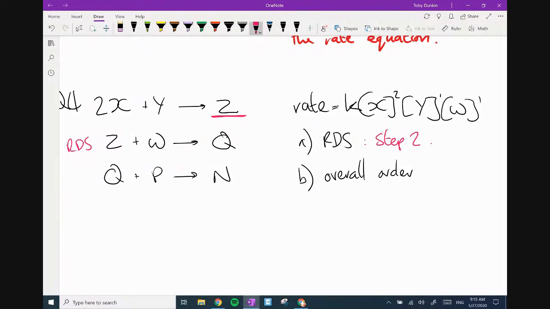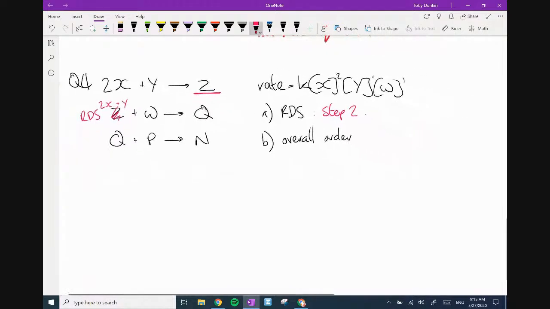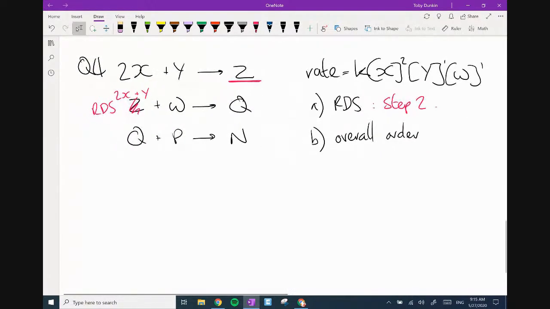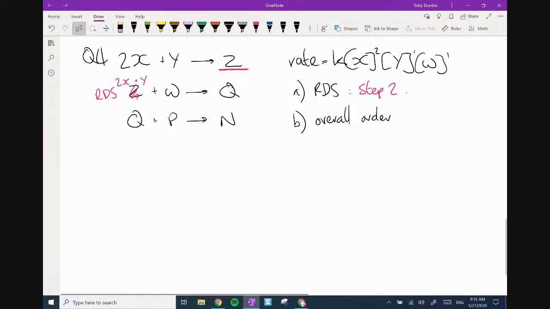Because Z could be just simply replaced with 2x and a y, because we realized that the first step made it that way. So this isn't a particularly complicated issue. I want to show you how you can actually predict mechanisms. This is where I make them.